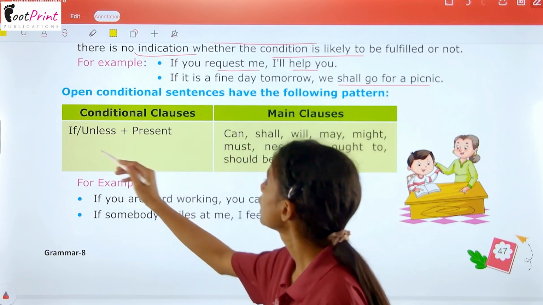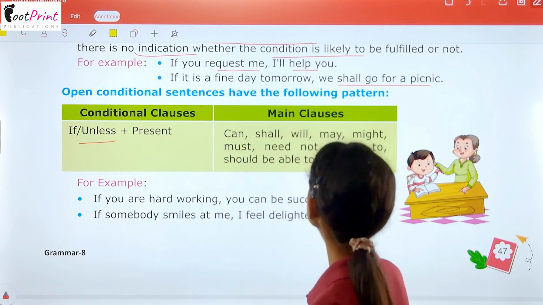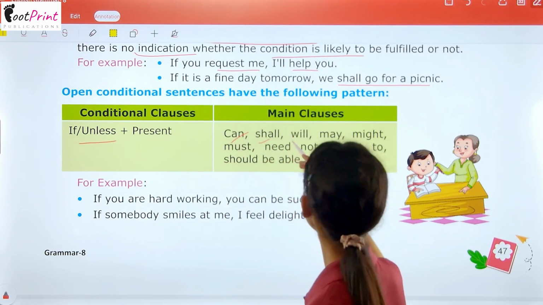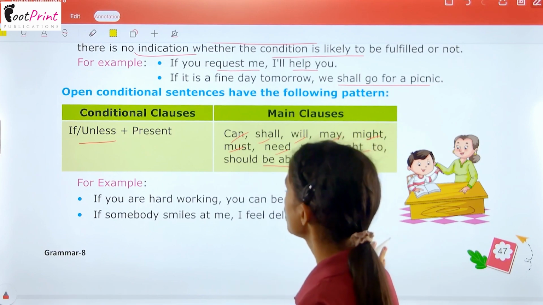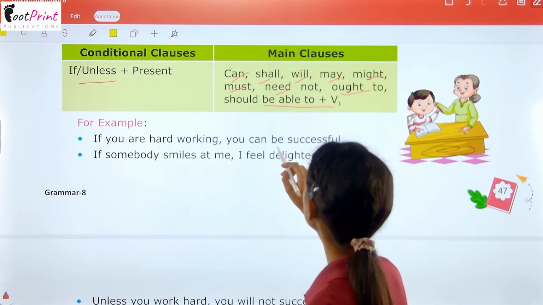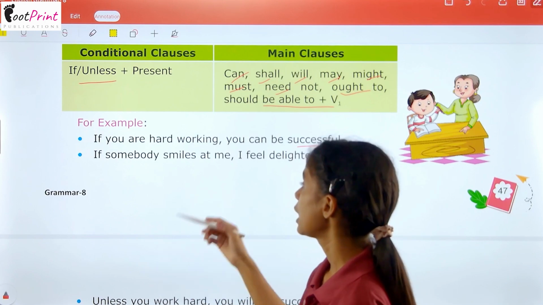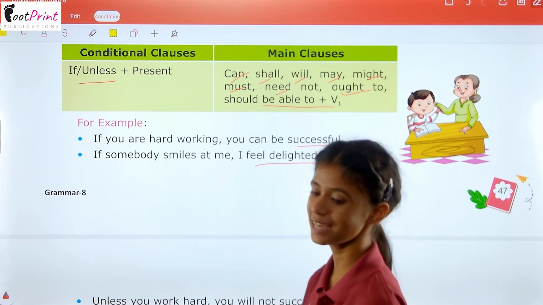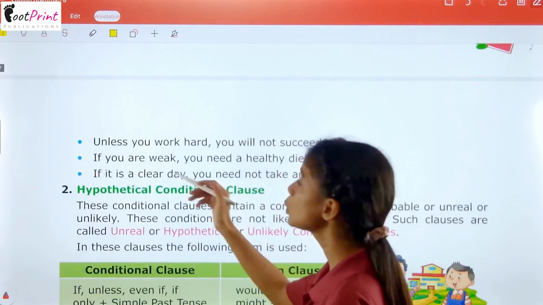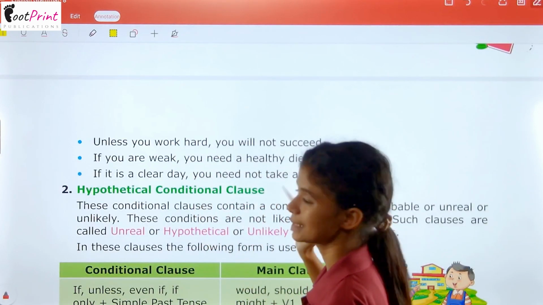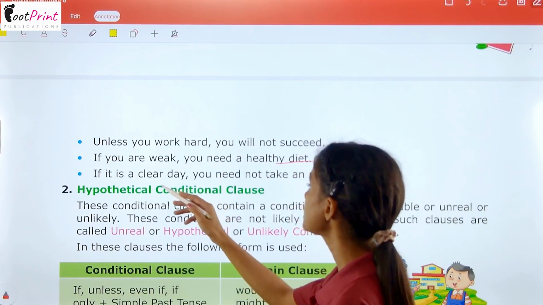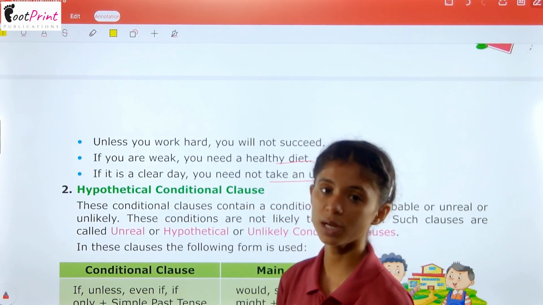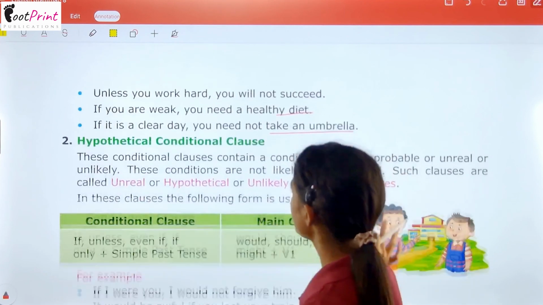What is the pattern? If or unless plus present tense, then the main clause, that is can, shall, will, may, might, must, need not, ought to, should, be able to, plus the verb's first form. For example, if you are hardworking, you can be successful. If somebody smiles at me, I feel delighted. Unless you work hard, you will not succeed. If you are weak, you need a healthy diet. If it is a clear day, you need not take an umbrella. So just like this, we form these sentences.